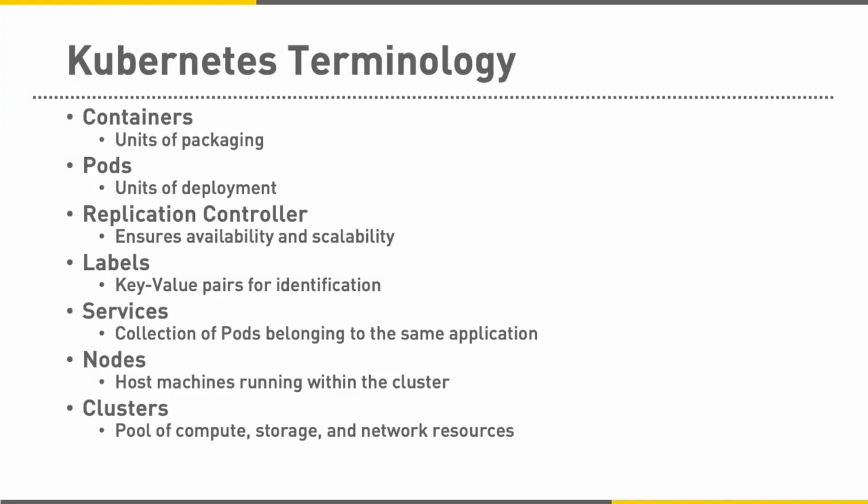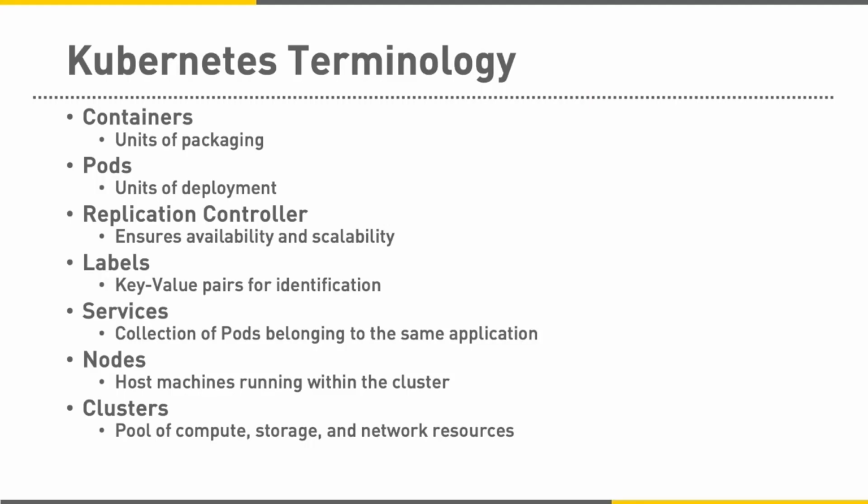Nodes are the host machines running within the cluster. In the previous generation, they were called minions, but worker nodes are basically the workhorses of Kubernetes, where the actual containers will end up running. That's where your application instances will get scheduled. Finally, cluster. It's a collection of nodes, and it's going to aggregate the pool of compute, storage, and network resources.